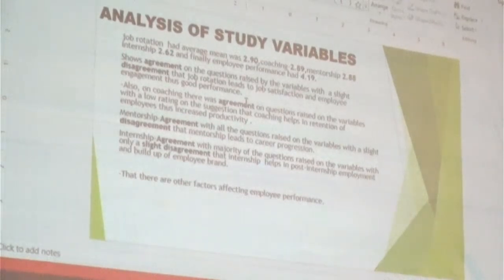This shows that most of the respondents agreed to most of the statements presented on our questionnaires, with just a slight disagreement with two or three statements, one based on job rotation, that job rotation does not lead to job satisfaction and employee engagement. And they also differed that internship doesn't guarantee you post-internship employment, and it doesn't improve you as a brand.